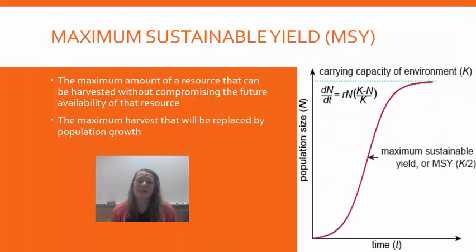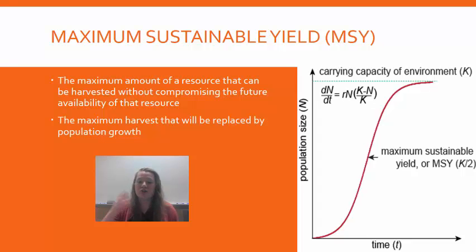This leads into this idea of maximum sustainable yield. So how can we use our resources responsibly so that we don't run out? The definition of maximum sustainable yield is the maximum amount of a resource that can be harvested without causing damage to the future availability of that resource.